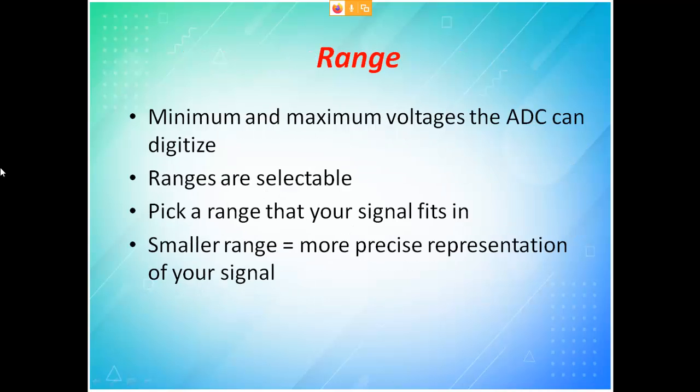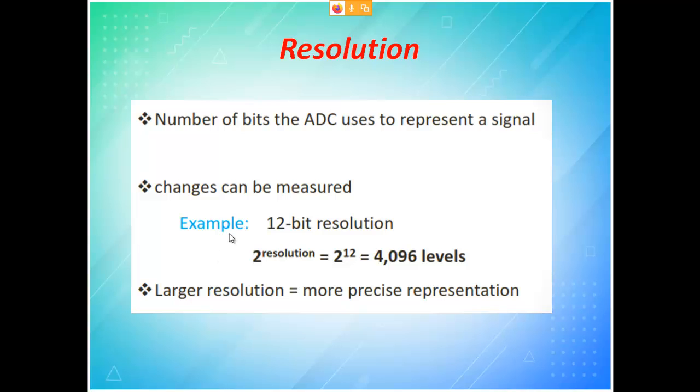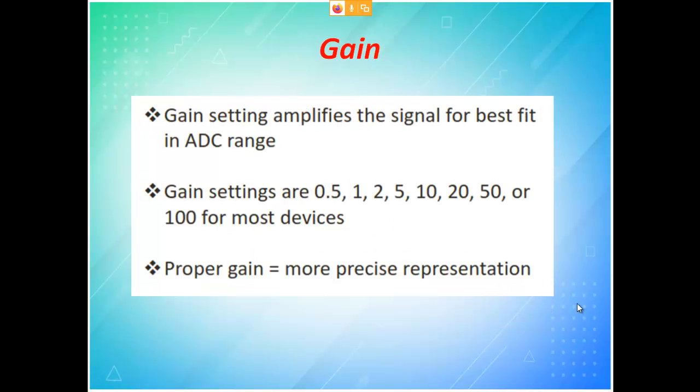Range is the maximum and minimum voltage that the ADC can digitize. So when you take any ADC, they will give the maximum range and minimum range. Ranges are selectable, so you have to select so that you get more range. Resolution is the number of bits the ADC uses to represent a signal, so that a change can be measured. 12-bit resolution means 2 to the power 12, which is nothing but 4096 levels. So 4096 levels in your conversion. So the larger the resolution, the more precise the representation is.